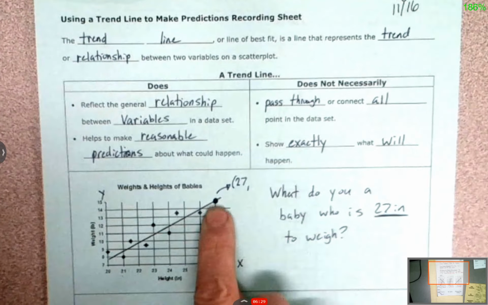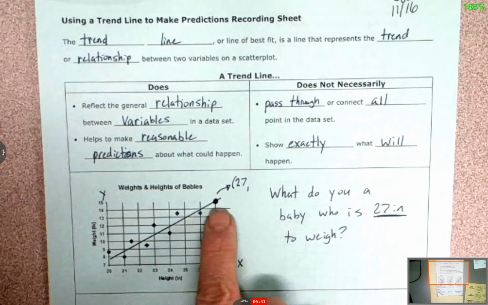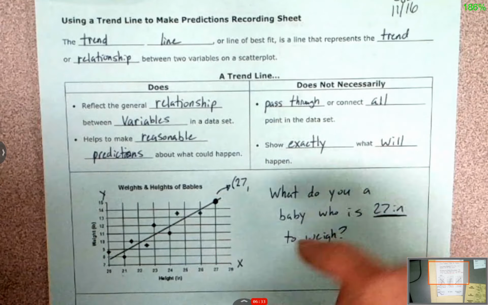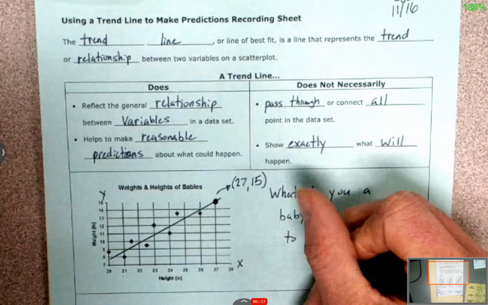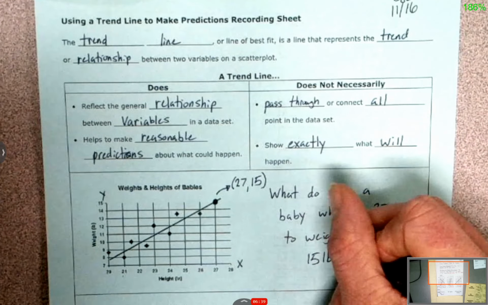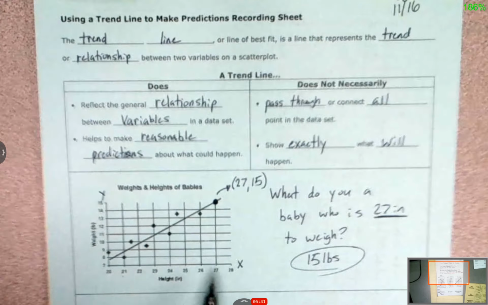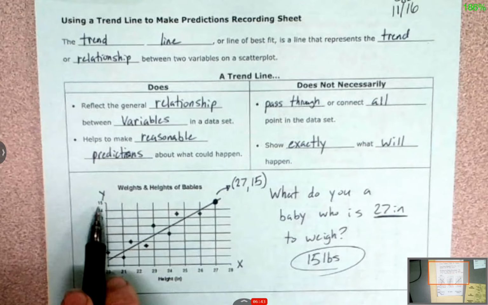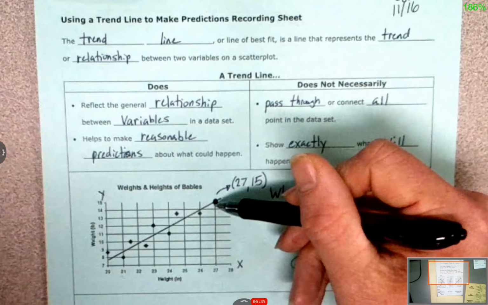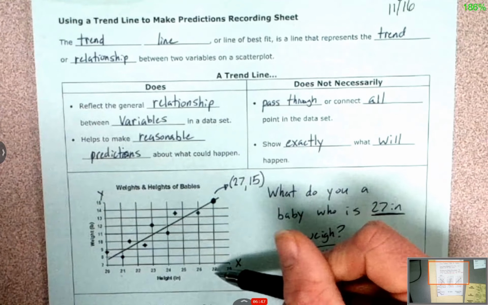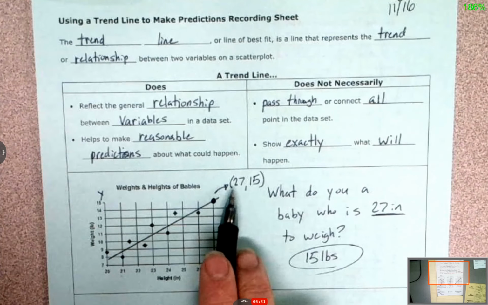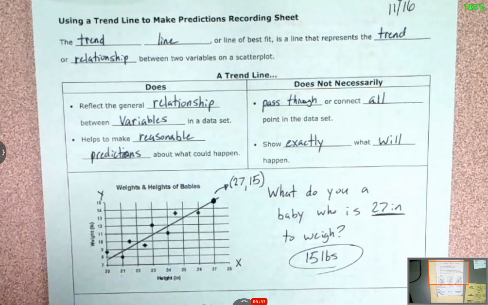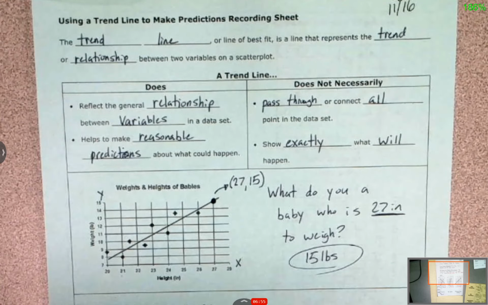So at 27 inches, my x is 27, it looks like my weight should be about 15 pounds. So I'm going to put 15 pounds because that's where the y intersects the line for the given x. So at 27 inches, my y is 15. So that means a 27-inch baby can be expected to weigh 15 pounds.